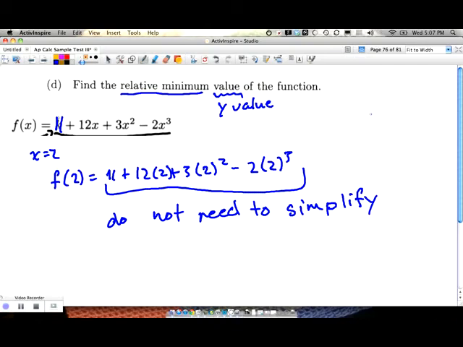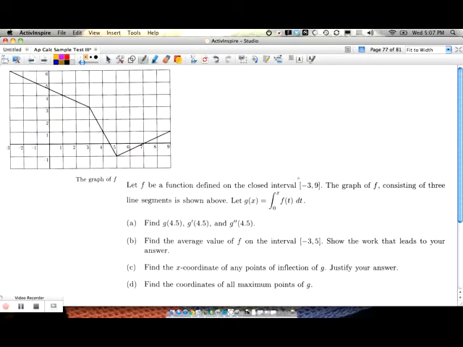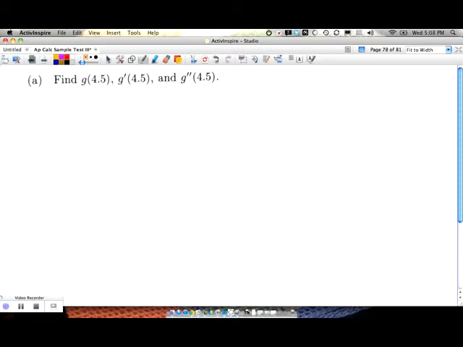Let f be a function defined on the closed interval -3 to 9, like here. The graph of f, consisting of 3 line segments, is shown. Let g of x equal the integral from 0 to x. Now think about this. This is the area from 0 to x. That's what it literally means. So let's take a look at it. We need that picture. So here's our picture.